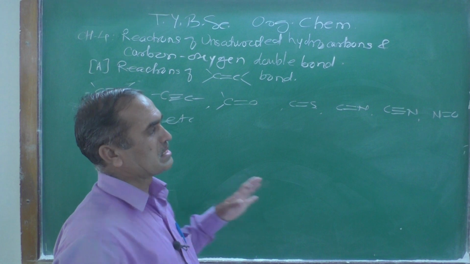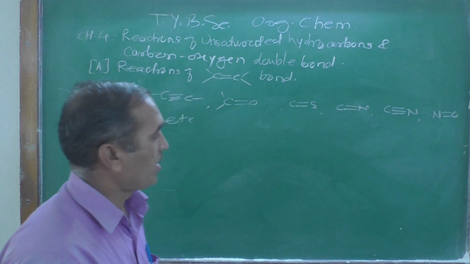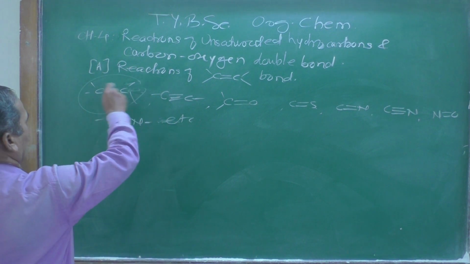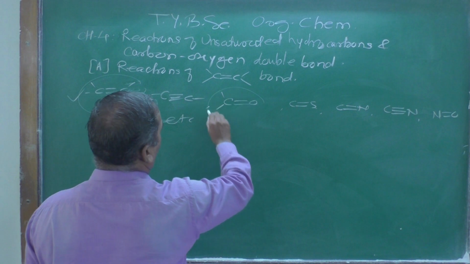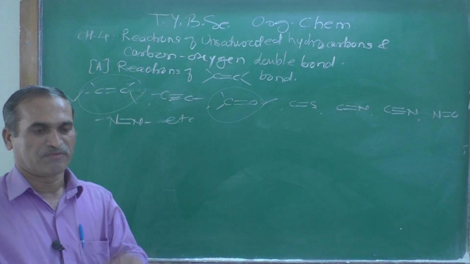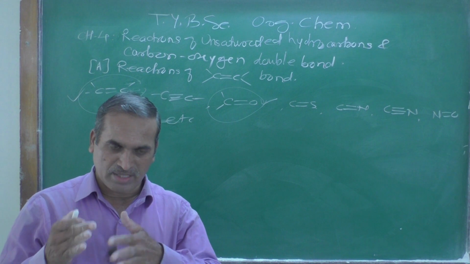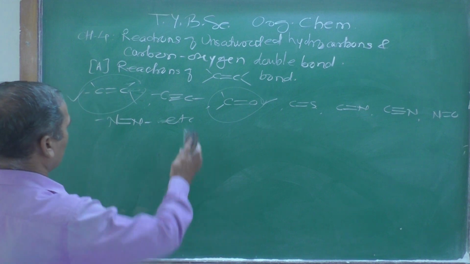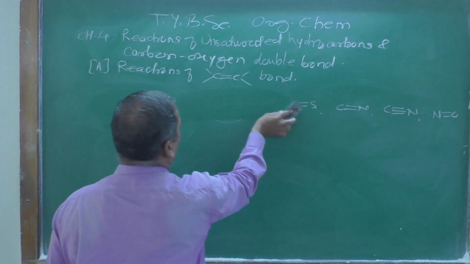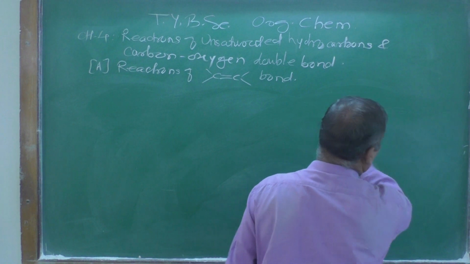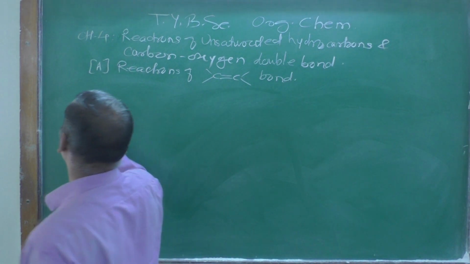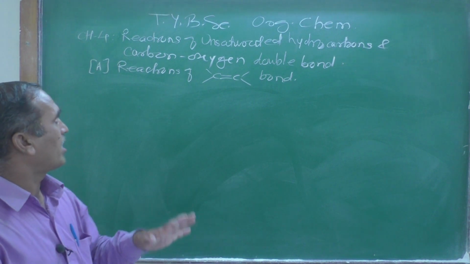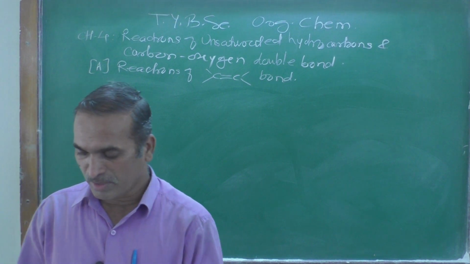These are the unsaturated compounds, and among all these, the carbon-carbon double bond and carbon-oxygen double bond are very, very important as far as this year's TYBSc is concerned, or for as long as you are going to study. So these two are highly important. Let us begin with the first one, the reactions of the carbon-carbon double bond.